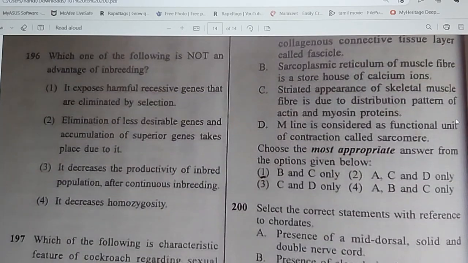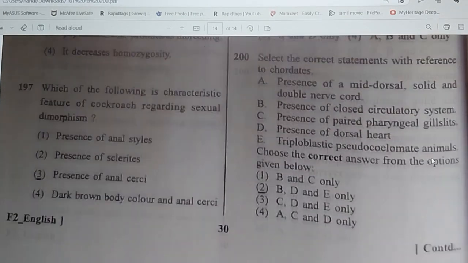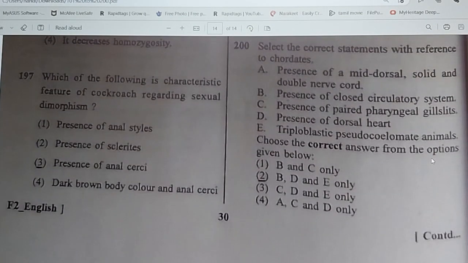196. Which one of the following is not an advantage of inbreeding? It increases homozygosity. So decrease in homozygosity is the wrong answer. That is the wrong option 4. 197. Which of the following is a characteristic feature of cockroach regarding sexual dimorphism? Presence of anal style in male. Female does not have anal style. Option A.